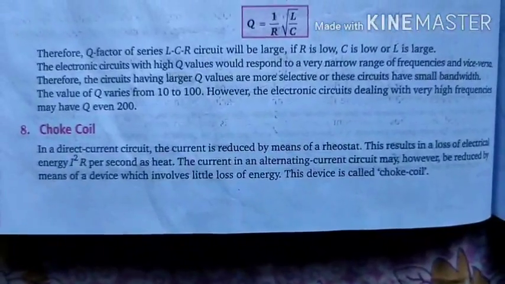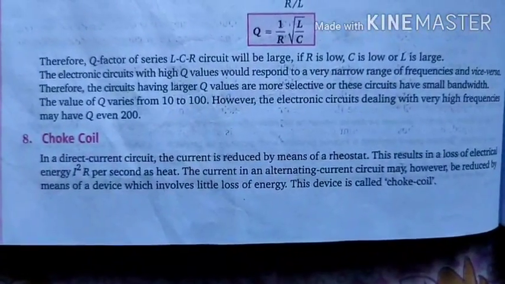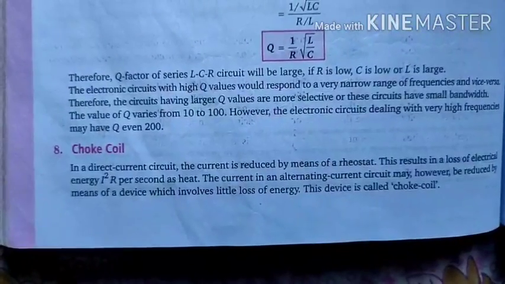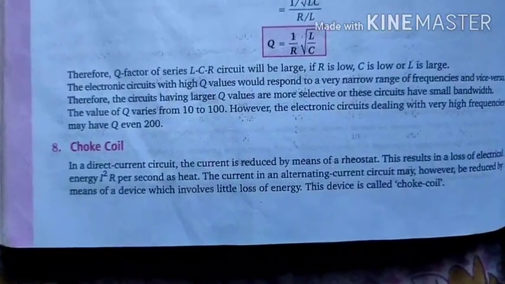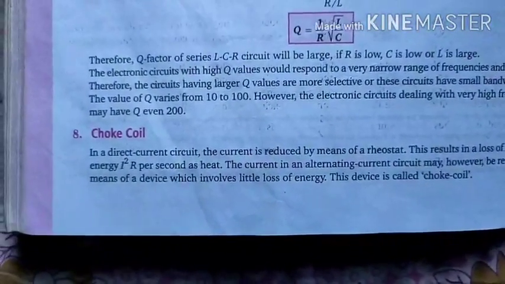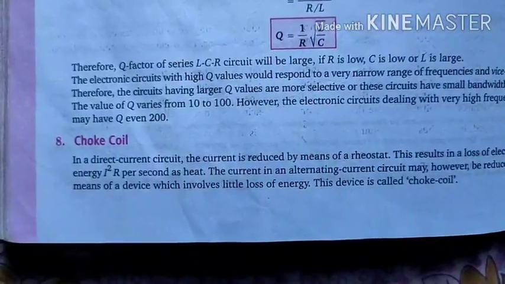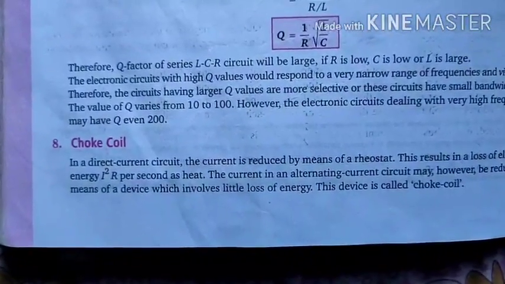Hello students, let me explain what a choke coil is. In direct current, if you want to change the value of current, if you want to decrease the value of current, then we use a rheostat or resistance box. With the help of a rheostat or resistance box, we can easily decrease or increase the value of current.